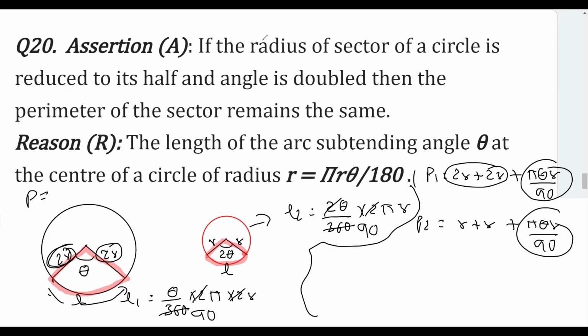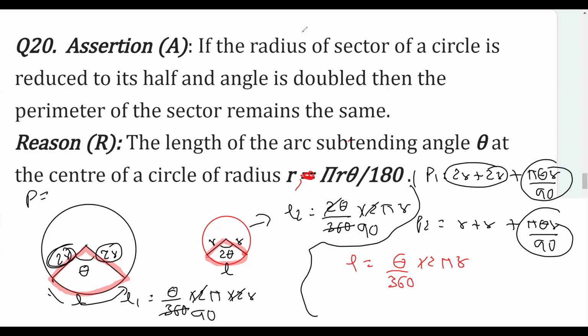Let's figure out whether the reason is correct. It says the length of the arc subtending an angle theta at the center of a circle of radius r is equal to pi r theta over something. One more time, the length of the arc of radius r is what? We know it's theta over 360 into 2 pi r, right?